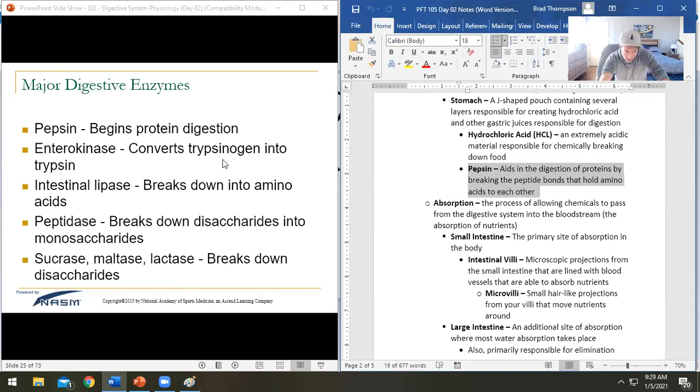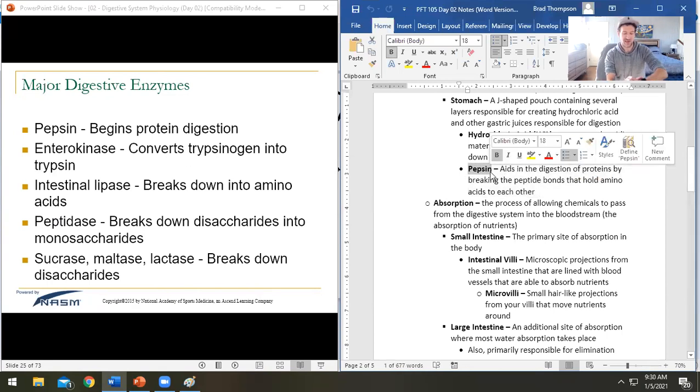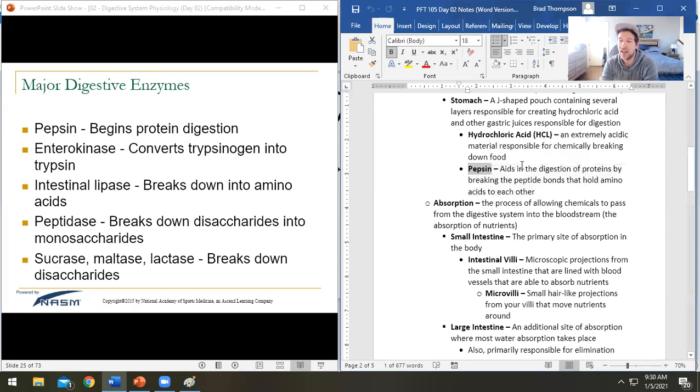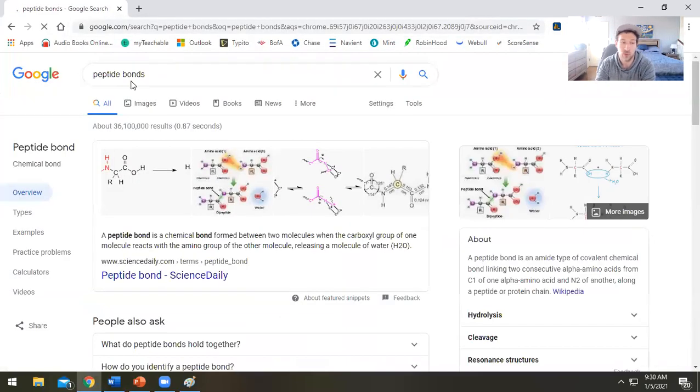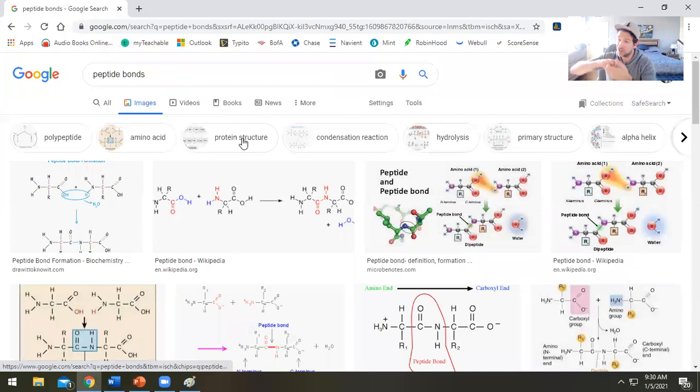But the one that I want you to remember is called pepsin. Pepsin is often the one that NASA asks about, so that's why I want you to know it. Pepsin is an enzyme that aids in the digestion of protein by breaking the peptide bonds that hold your amino acids together. Remember yesterday we talked about how proteins are much better held together than carbohydrates. Carbohydrates just have a little bit of oxygen holding them together, so it's pretty easy to break them apart.